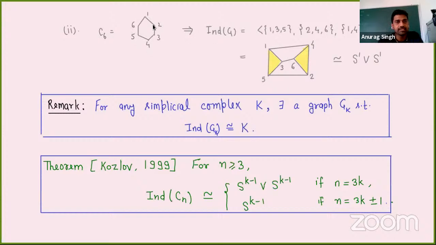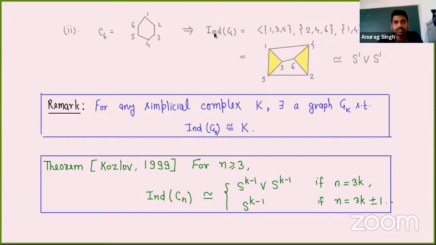Similarly, 2, 4, 6 is independent. This becomes a facet here. Now, you see 1, 4 is again independent. And if you take any other vertex with 1, 4, it won't be independent anymore. So 1, 4 is a facet. Similarly, 2, 5 is a facet and 3, 6 is a facet.